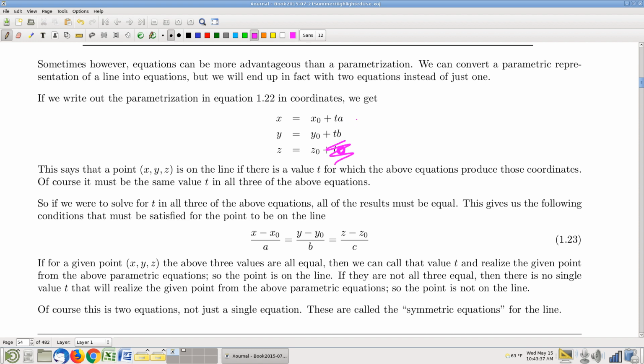Then, well, I do need for x minus x naught over a to equal y minus y naught over b, because both of those things are equal to t. But then notice I do have a third equation, and the third equation is just straight from there. It's just z equals z naught. And so there's our point tester, right? The point test in that case would be these two things have to equal each other, and z has to equal that value. Yeah, it's a great question.